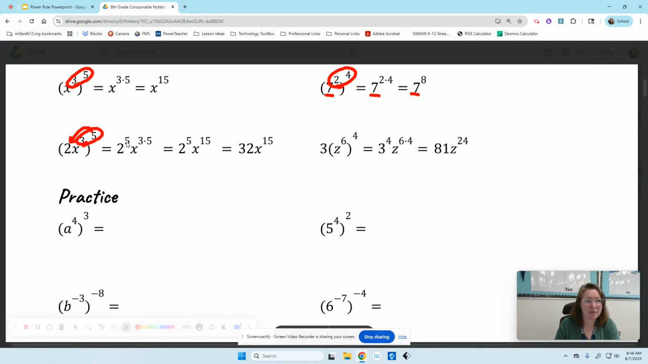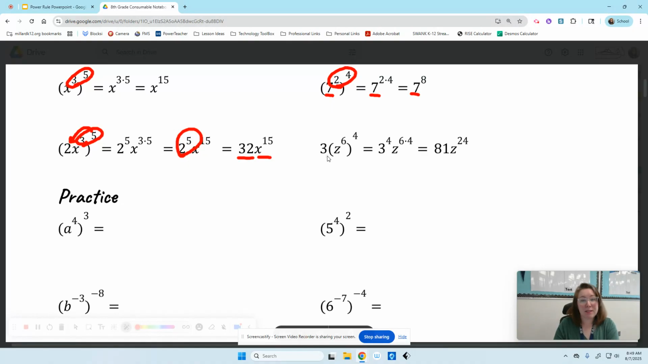So this kind of mess ends up looking like this. 2 to the power of 5, and that's a thing on its own. And then x, and I've multiplied the exponents together. So let's look at just multiplying these exponents together. 3 times 5 is 15. Well, I'm not actually going to leave this as 2 to the power of 5. I'm going to simplify this part as much as I can. I'll type in my calculator 2 to the power of 5, enter, and it equals 32. 32 x to the power of 15.